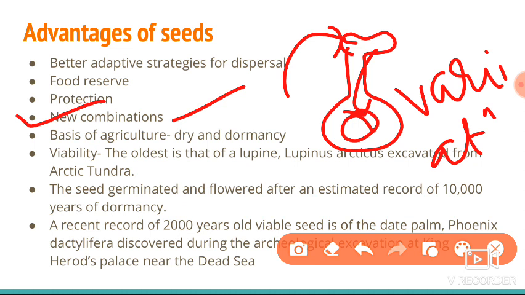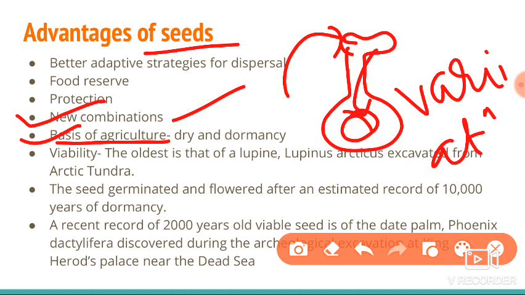And next to this, basis of agriculture. Usually for agriculture, seeds are very important, because farmers are going to store the seeds. They have to store the seeds and wait for the season. So for that purpose, the seeds are very important for agriculture, because without seed how can they grow the plants? Because these angiosperms do not depend on water. They are not dependent on water, they completely depend on the seeds.